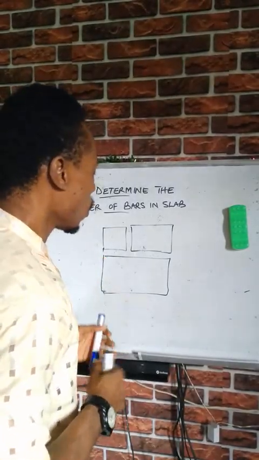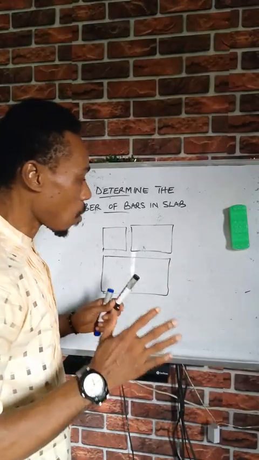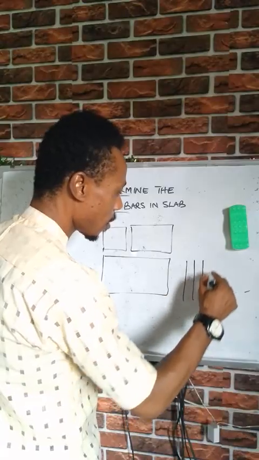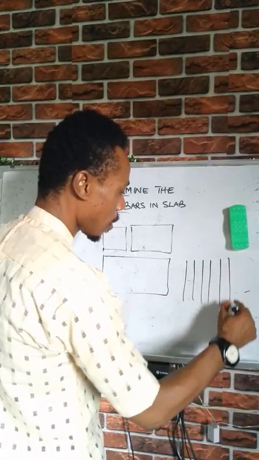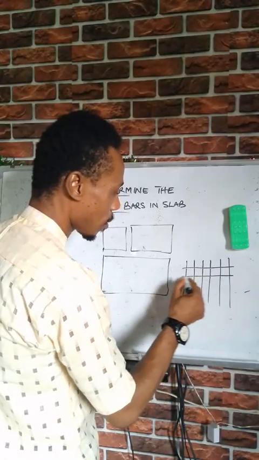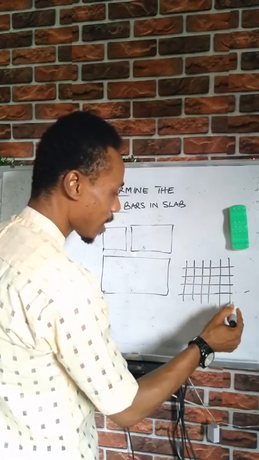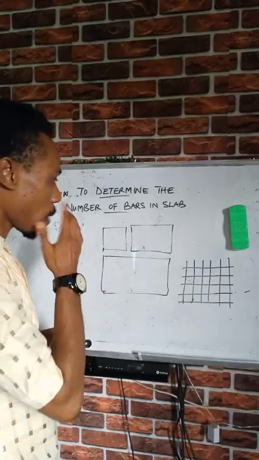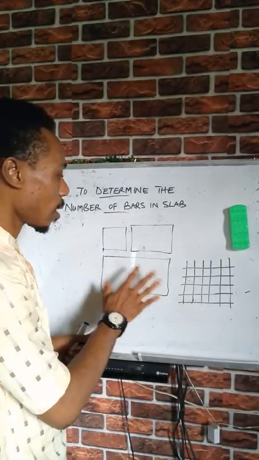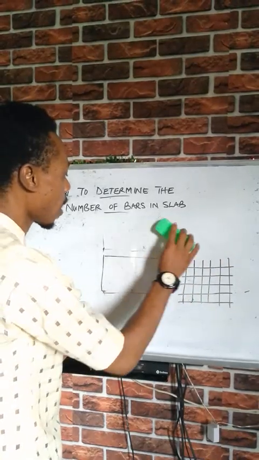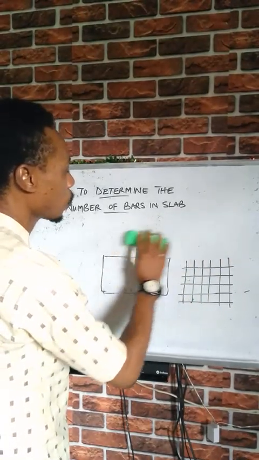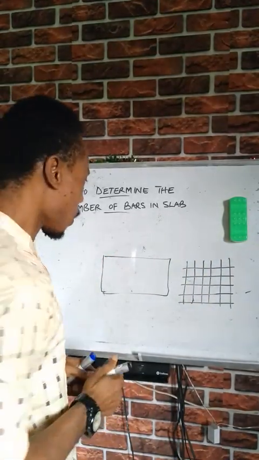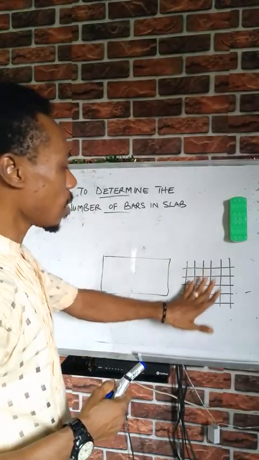So normally the reinforcement for our slabs is arranged in this format. The reinforcement is placed center to center. It goes like this. This is how it looks practically. But we are going to consider a panel for this class, to illustrate how we are going to calculate the number of reinforcement for our slab.